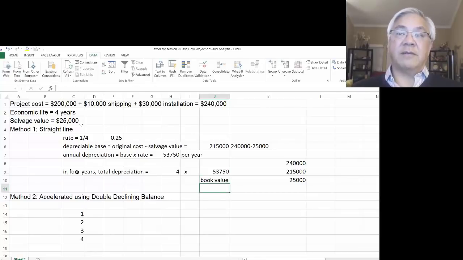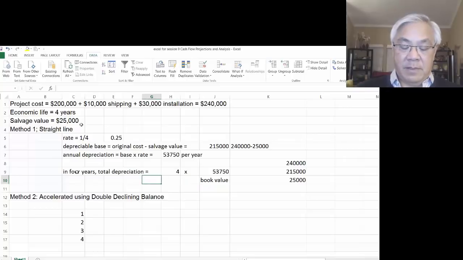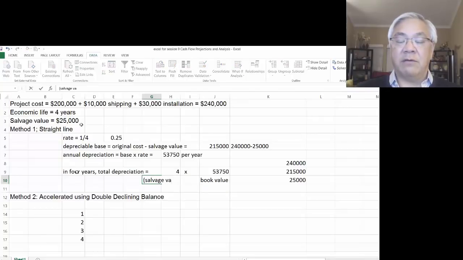So at the end of 4 years, we would have taken 215,000 of depreciation. When we subtract that from the original cost of 240, we end up at the salvage value. Salvage value equals book value. All right, so that's the easy one. Let's do the next one a little trickier.